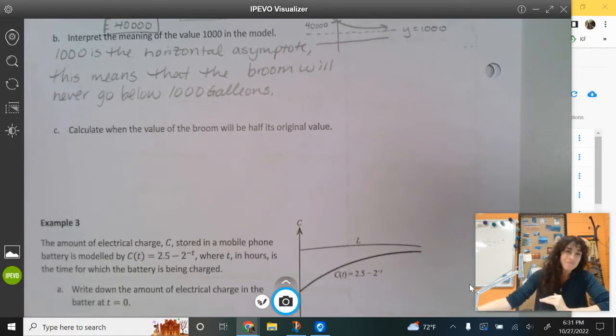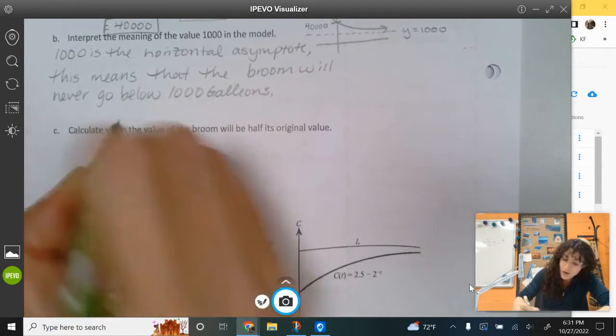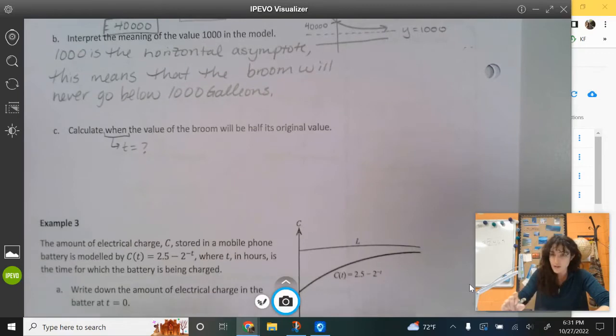Okay, so we're going to calculate the value of the broom when the value of the broom will be half its original value. So notice what it's asking you to do. This is a great prepare step. Calculate when. I need to find when. When is what variable? When is time? Time equals question mark. Okay, I need to solve for time.